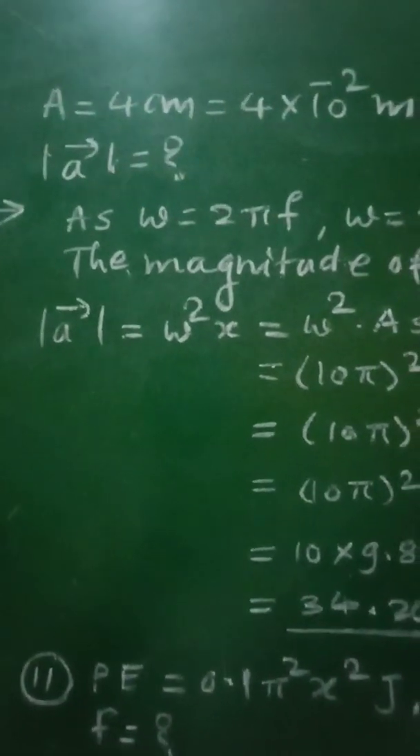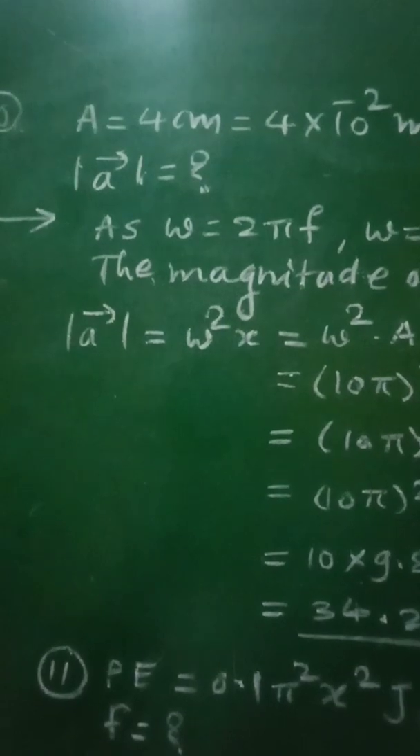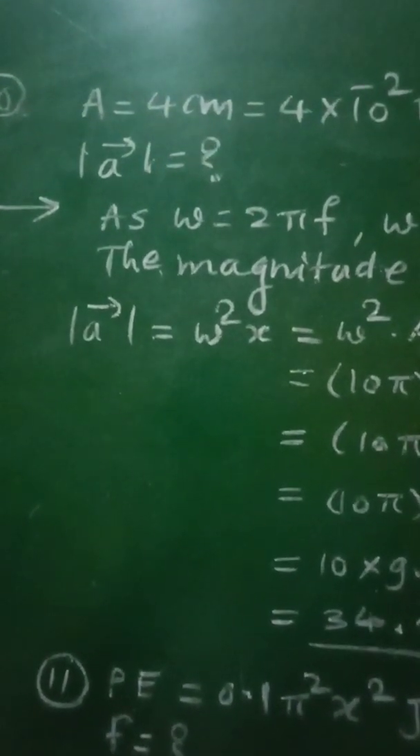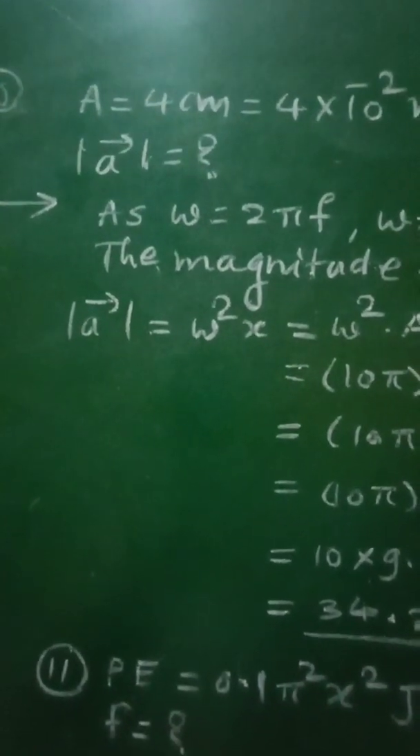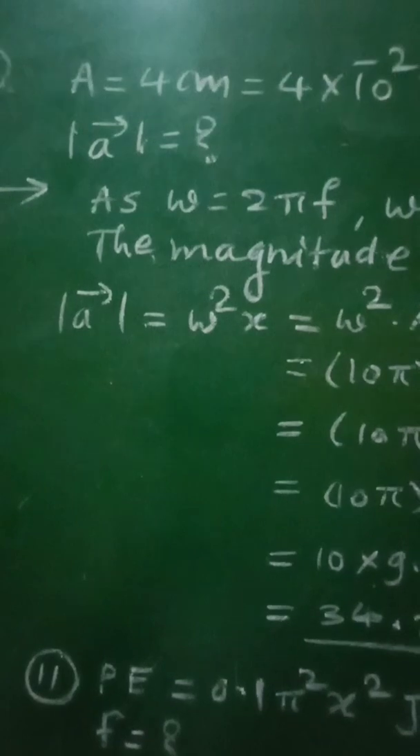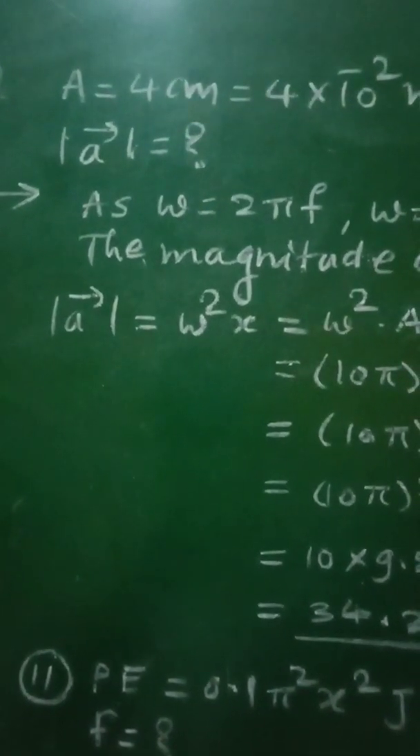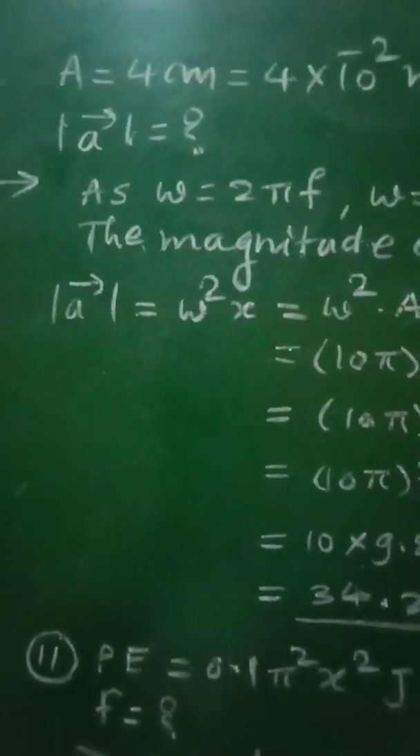which is stated as: a needle of a sewing machine moves along a path of amplitude 4 cm with a frequency 5 Hz. Find its acceleration 1 by 30 second after it has crossed the mean position.